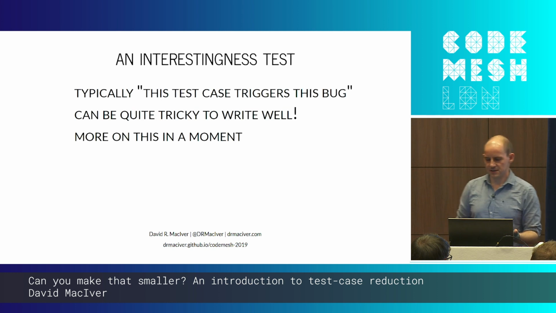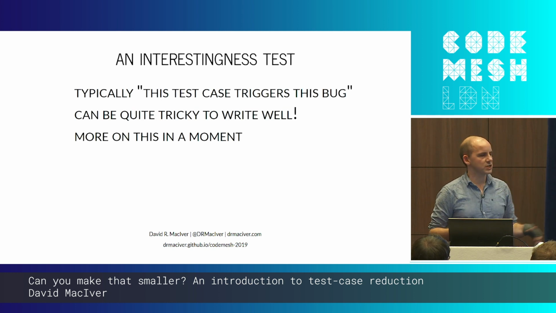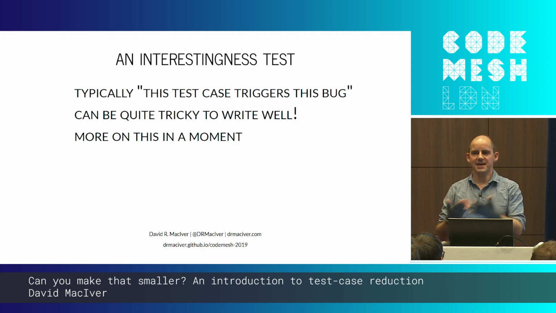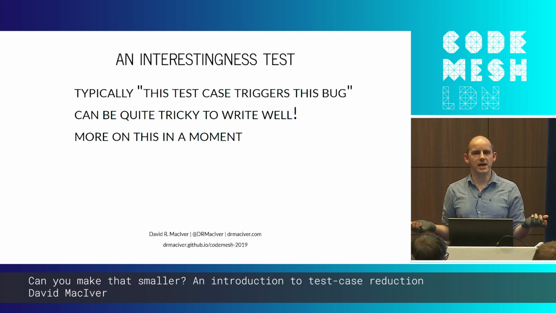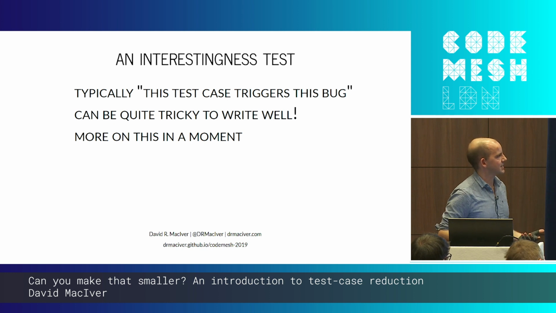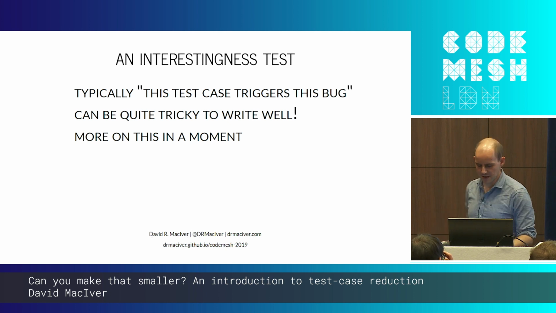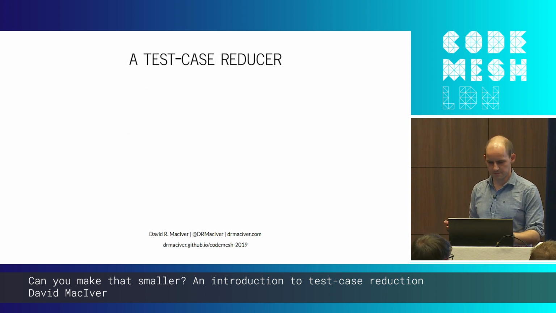An interestingness test can be anything at all. There's some interesting work, no pun intended, of using these with coverage targets and things like that. But for the most part, this is that the test case triggers some bug of interest. So in our earlier example, the fact that there was a seg fault when we compiled the thing is what makes it interesting. And the test is some way of telling a computer how to distinguish the interesting test cases from the non-interesting test cases. These are harder to write than you think, and I will talk about that quite a bit more shortly.